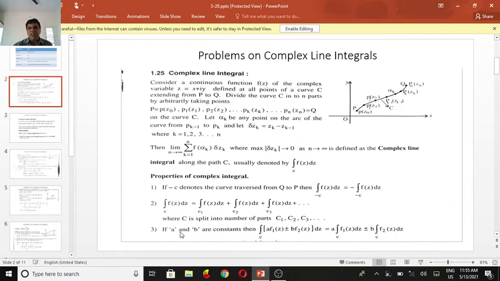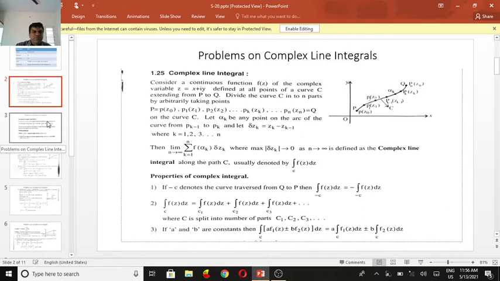If a and b are constants, then the integral over C of a f1 of z plus or minus b f2 of z dz is equal to a times the integral over C of f1 of z dz plus or minus b times the integral over C of f2 of z dz. So this is the property.